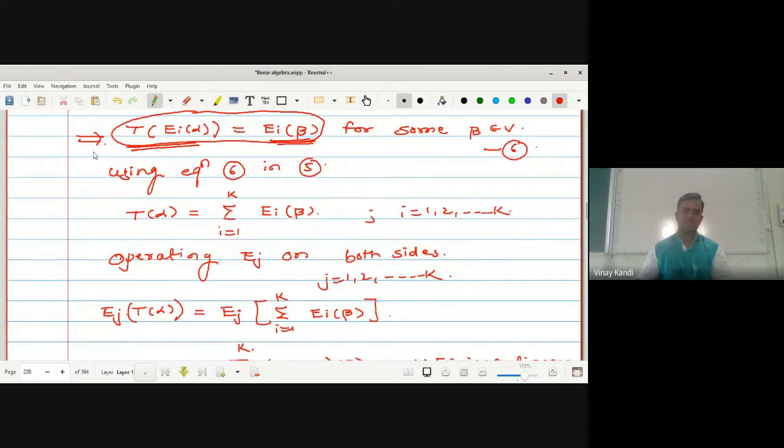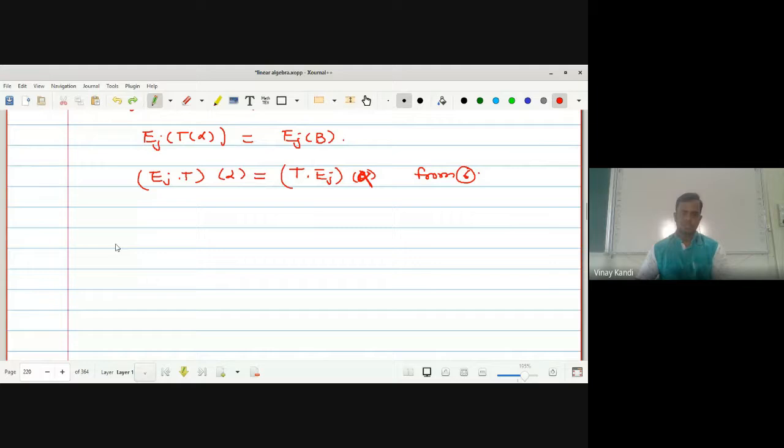E_i of beta means T of E_i of alpha, and for j it will be E_j. It is only notation, E_j or E_i. So this implies T into E_j is equal to E_j into T, where j runs from 1, 2, and so on. Or we can take i. Hence T commutes. Any doubt up to here?